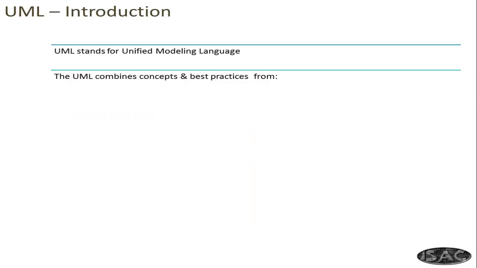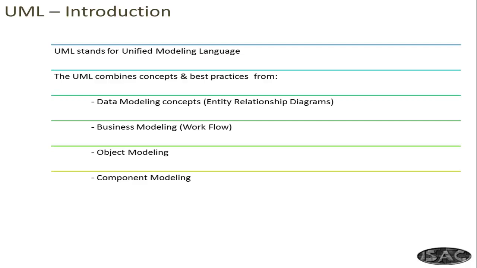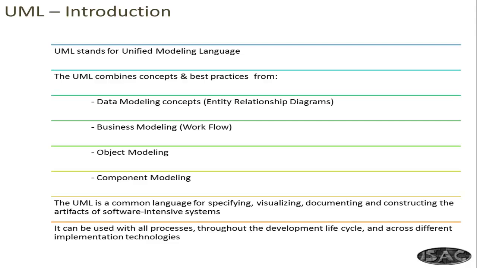Now, let us get a very brief summary of what UML is. We have discussed data modeling concepts, and business modeling we can create. UML stands for Unified Modeling Language. It combines data modeling concepts, like the entity relationship diagram you can create. You can create business modeling like workflow. You can create object modeling: what the various objects in your software will be and how they will interact with each other. All of that you can design by creating the diagram called the object diagram in UML modeling. You can create component modeling by creating a component diagram, showing how the components will interact with each other. UML is a common language for specifying, visualizing and more. It can be used with all processes throughout the development life cycle.